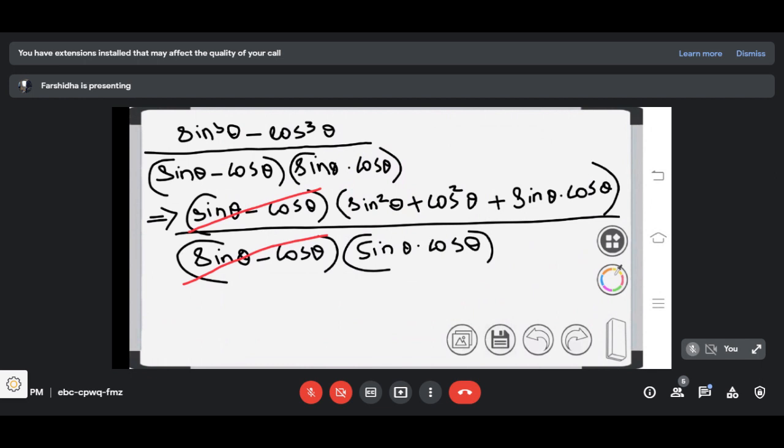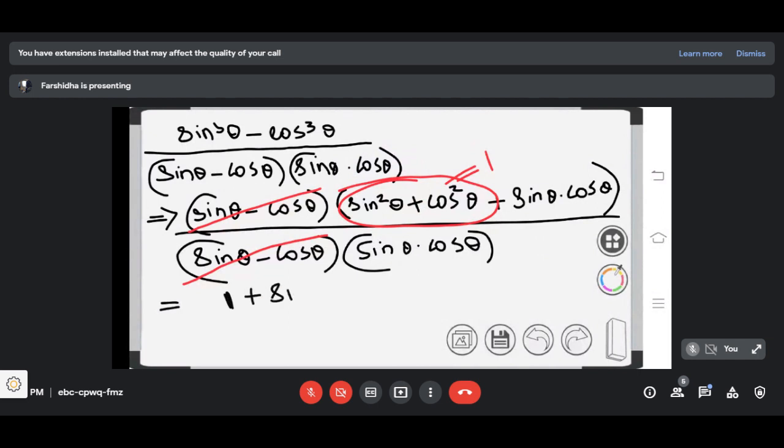And also here, sine square theta plus cos square theta is equal to 1. Identity number 1. So in the next step, instead of sine square theta and cos square theta, I am writing 1.